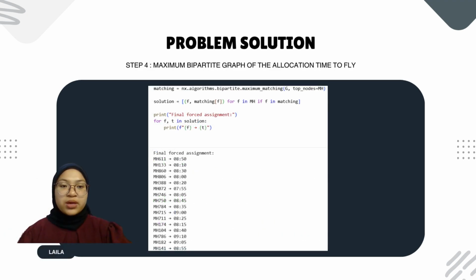Step 4. Maximum bipartite graph of the allocation time to fly. The code assigns each aircraft a unique departure time using maximum bipartite matching. Conflicts are resolved by matching MH, which is flight nodes, with time nodes. The method maximizes feasible scheduling solutions. Each aircraft is assigned one final departure time. The final allocation represents the most optimal and conflict-free schedule.